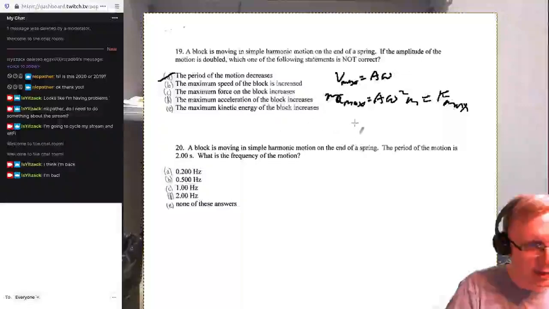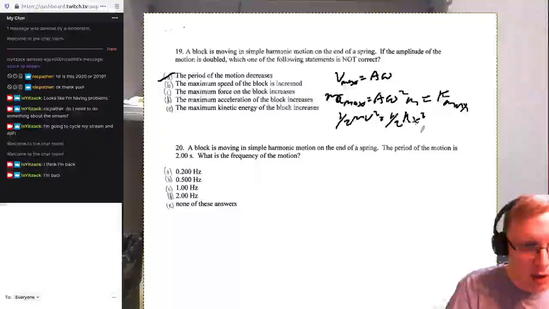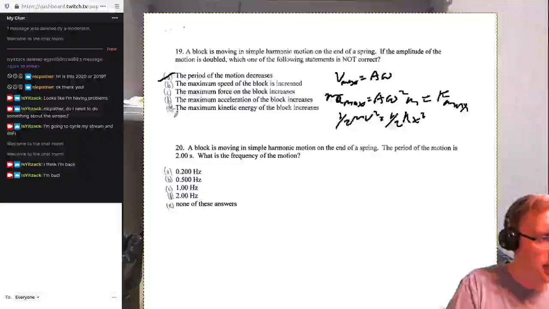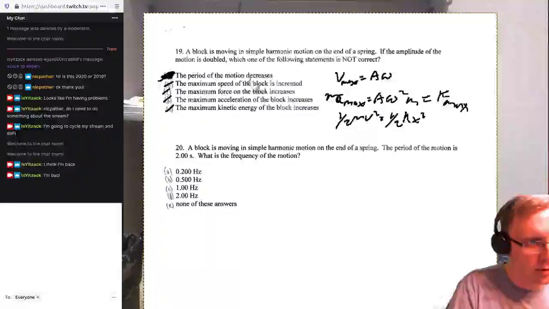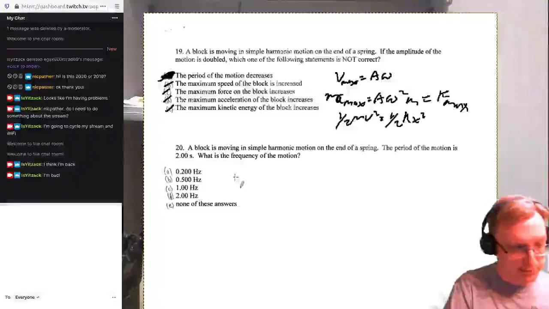And then the maximum kinetic energy is 1/2 mv squared, which is the same as 1/2 kx squared. And so if amplitude doubles, then the maximum kinetic energy quadruples, which means that these are correct. All these are correct except for the period. The period has no dependence upon the amplitude. So that's the one that is incorrect.